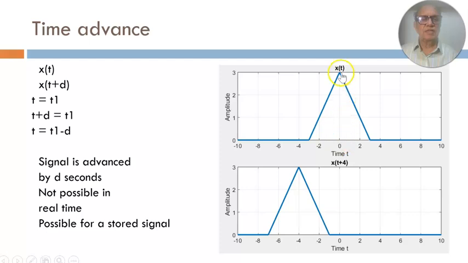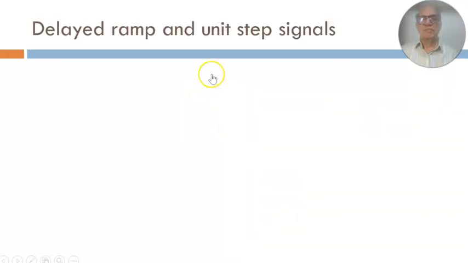So this 0 where you get the peak in the advanced signal at t equal to -4. You can see the entire waveform is shifted to the left. Okay.